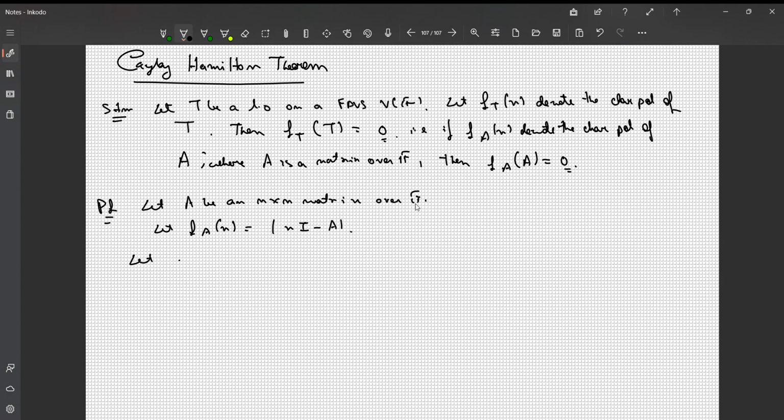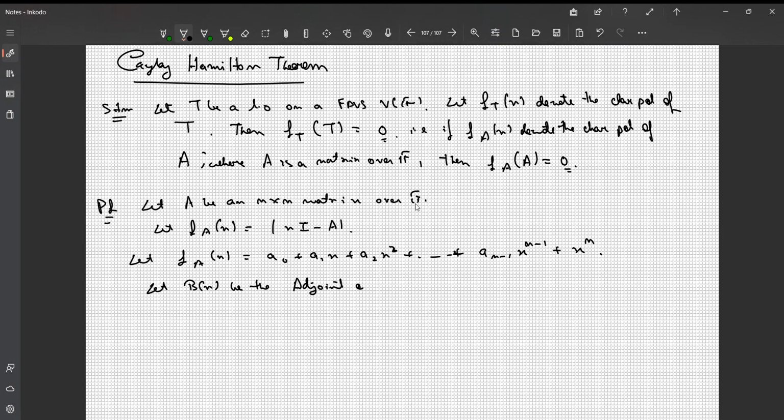Now let's say f_A(x) be of this form: a0 plus a1x plus a2x squared, and so on. In the previous lecture, the first lecture on eigenvalues and eigenvectors part 1, I discussed the fact that the characteristic polynomial is a monic polynomial, right? So it's of the form x to the power n plus a_{n-1} x to the power n minus 1 plus so on. We let B(x) be the adjoint.